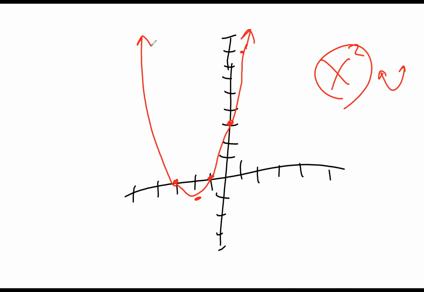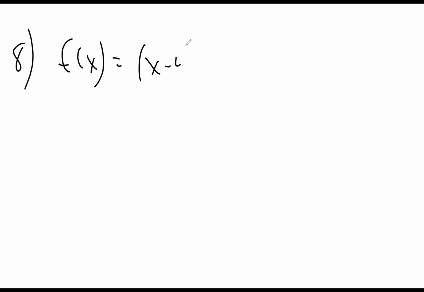All right, so then the next requested one is number 8. So let's take a look at number 8 and see what we have. Number 8 says, consider the function f of x equals (x minus 4) squared minus 4. Step number 1 says, find the vertex.